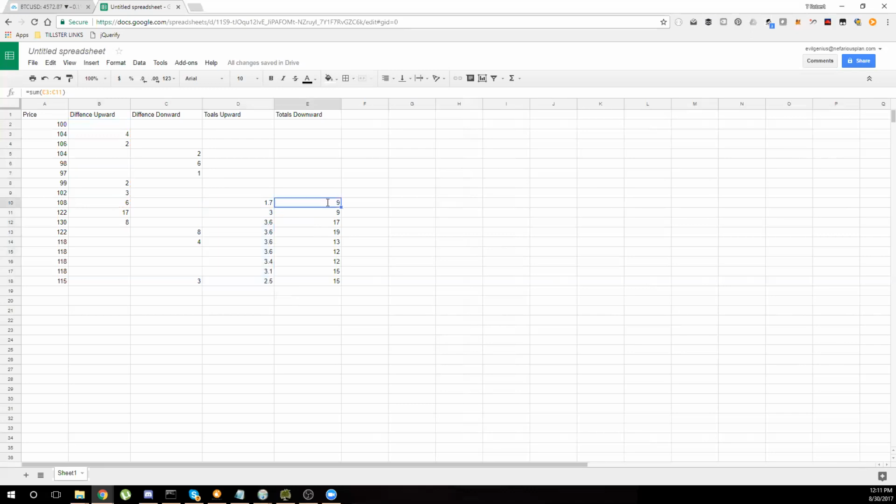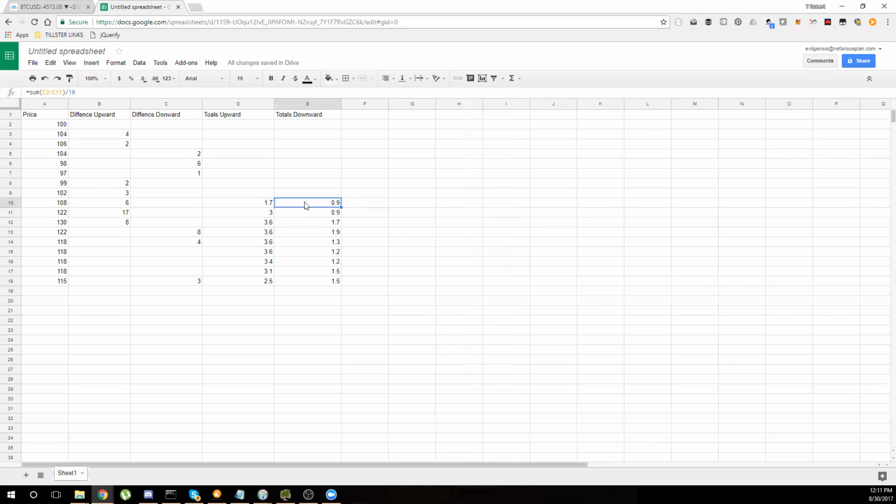Okay, and this is divided by 10, and we can just copy that on down. All I'm doing is computing the average, because this is divided by 10, because there are 10 samples in our set.